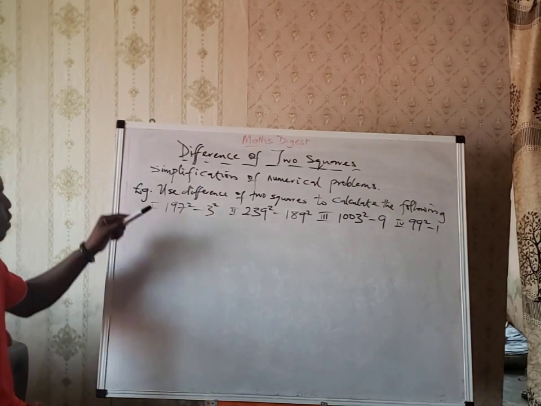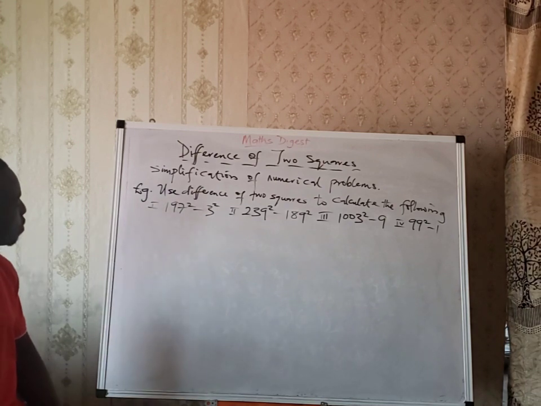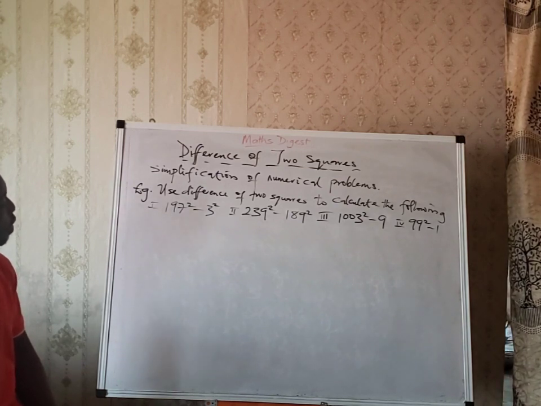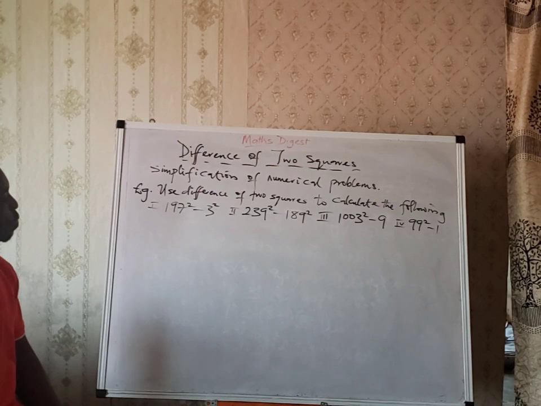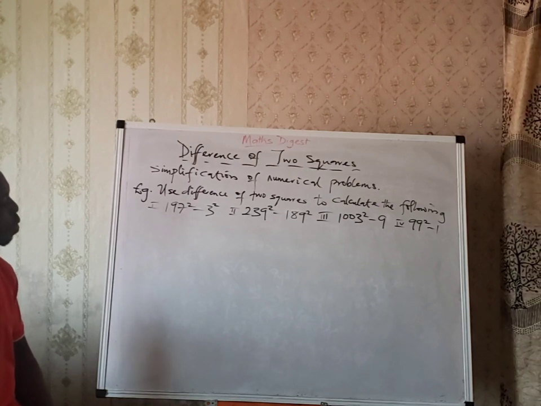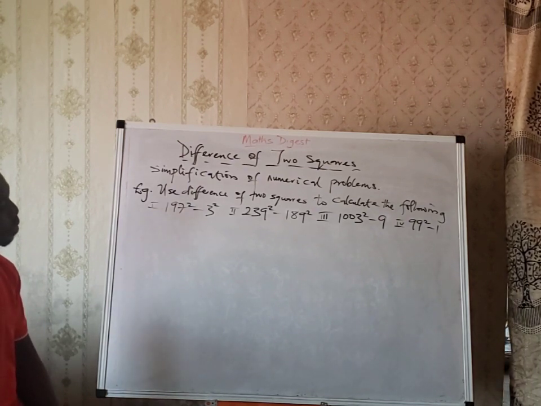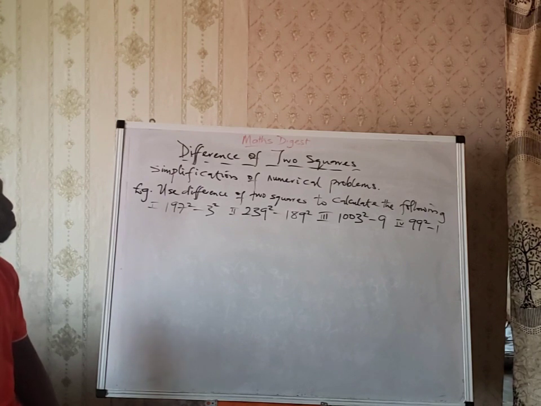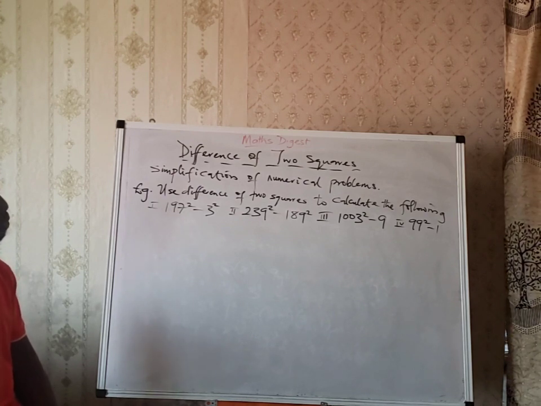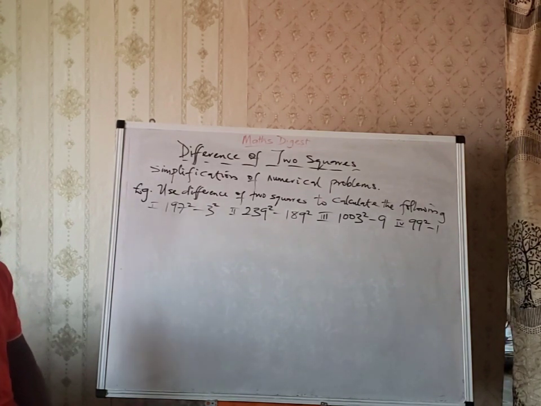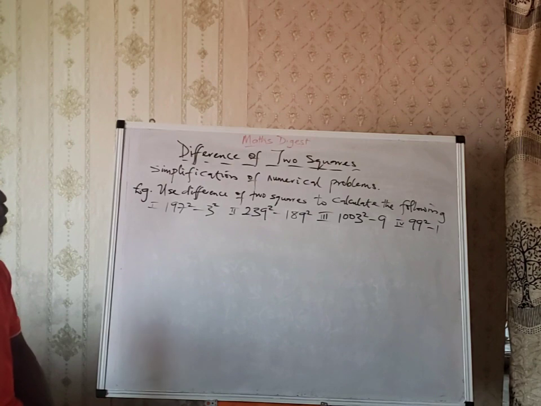The first one says 197 raised to power 2 minus 3 raised to power 2. The second one says 239 raised to power 2 minus 189 raised to power 2. The third one says 1003 raised to power 2 minus 9. And the fourth one, the last one, says 99 raised to power 2 minus 1.